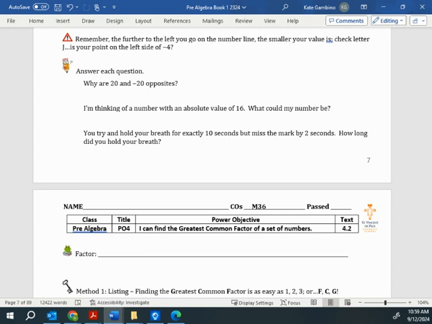Then you have some word questions to answer. So why are 20 and negative 20 opposites? Think back to what we talked about on this page. What makes them opposites? So answer those questions on the bottom. Are there any questions about today's assignment?